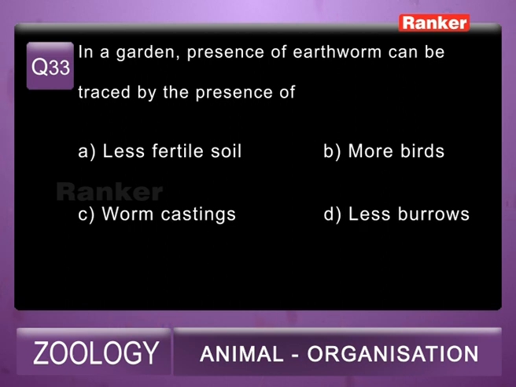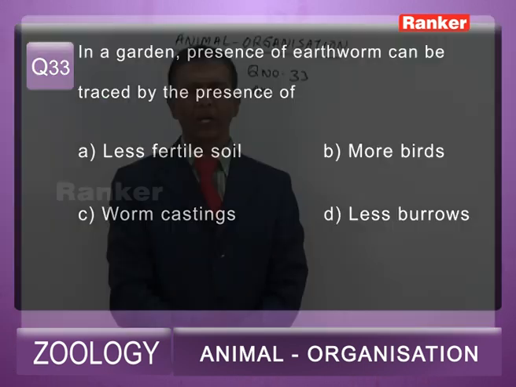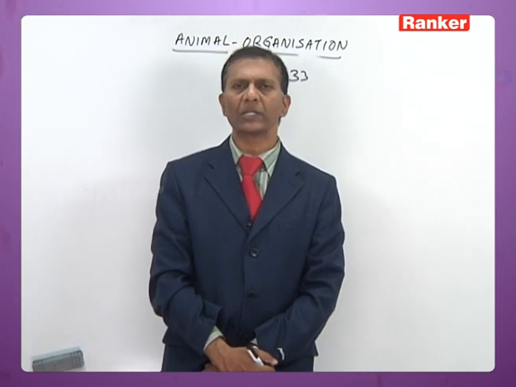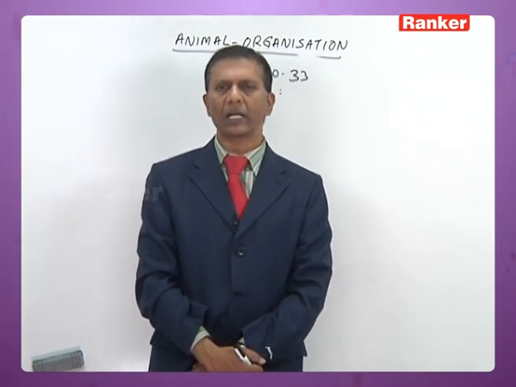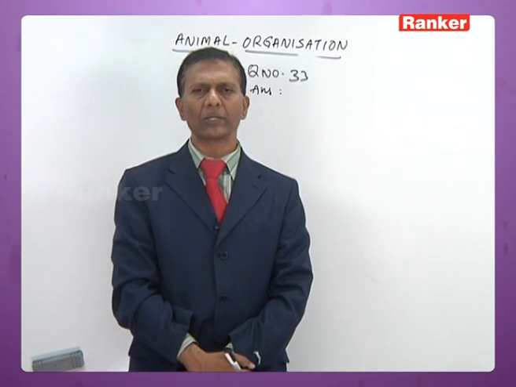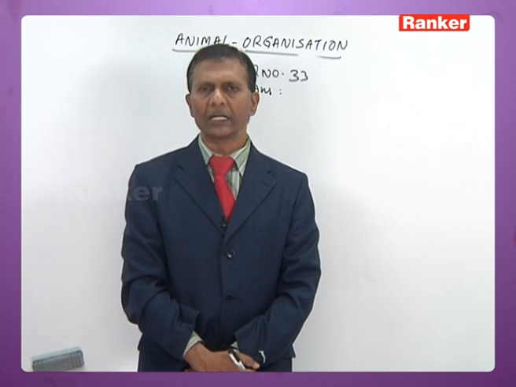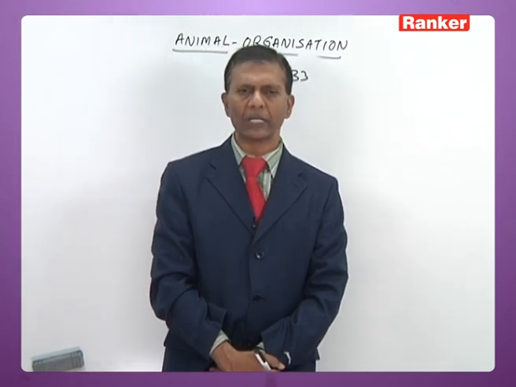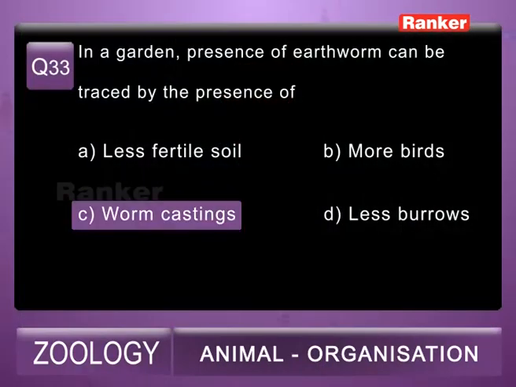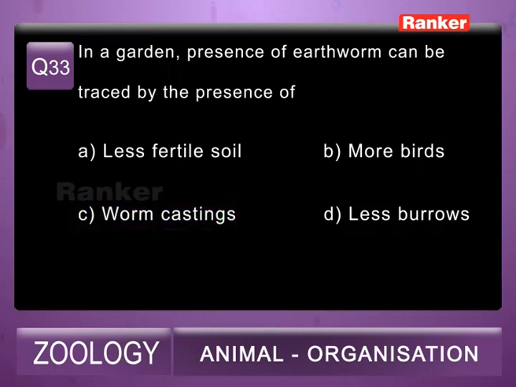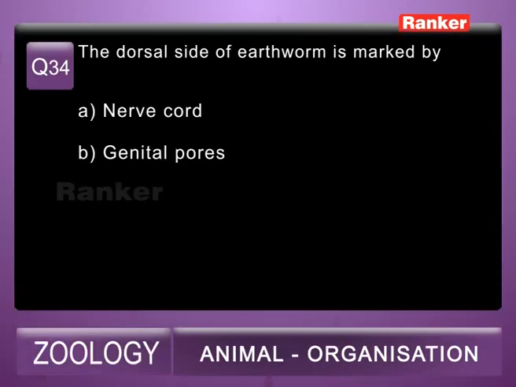Now question number 33. In a garden, the presence of earthworms can be traced by the presence of A. less fertile soil, B. more birds, C. worm castings, D. less burrows. You identify the presence of earthworms in the garden by means of worm castings. Fecal pellets of earthworms are called worm castings. When you find piles of worm castings, it is an indication that there are plenty of earthworms in that particular region. So the 33rd question's correct answer is C, worm castings.